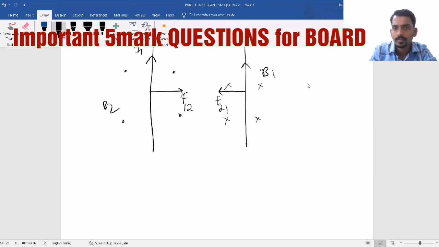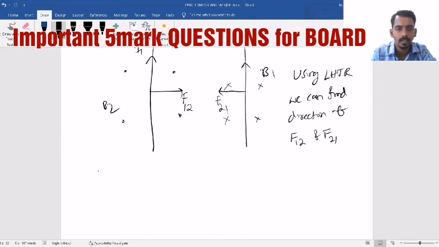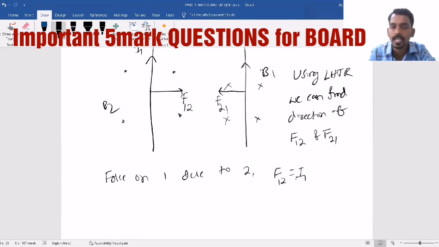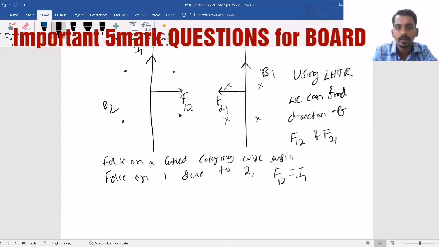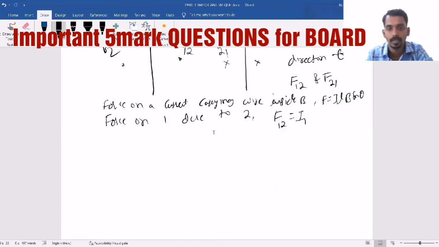Now, using the left hand thumb rule, we can find the direction of F12 and F21. Now, force on 1 due to 2, that is F12, equals force on the first wire, I1 L B sin theta. Here you can also mention the force on a current carrying wire inside a magnetic field is given by ILB sin theta. But here theta is 90 degrees, that is the angle between current and magnetic field. So here I1 into length, per unit length.